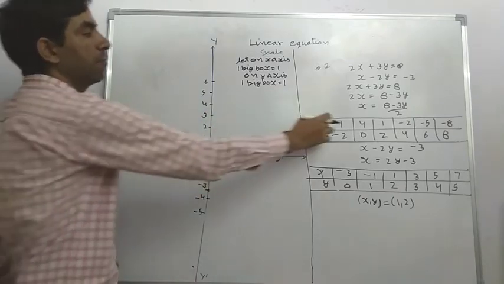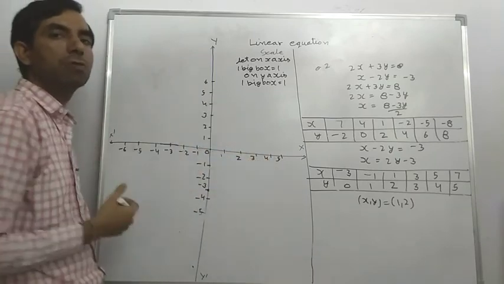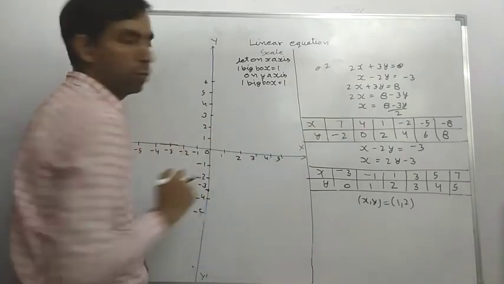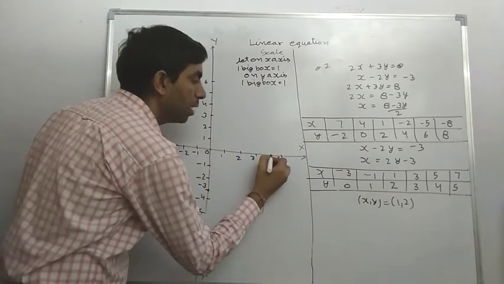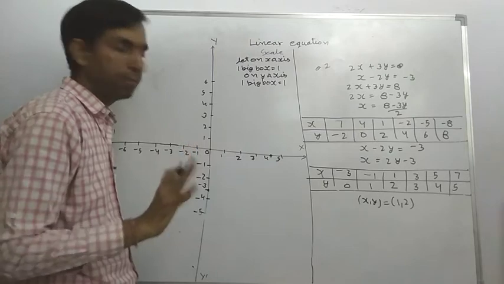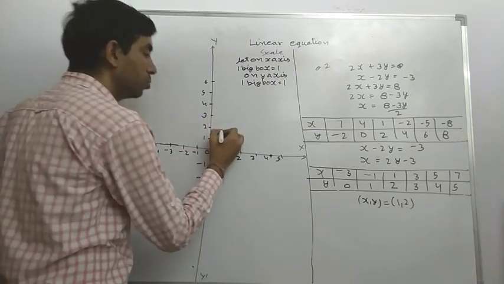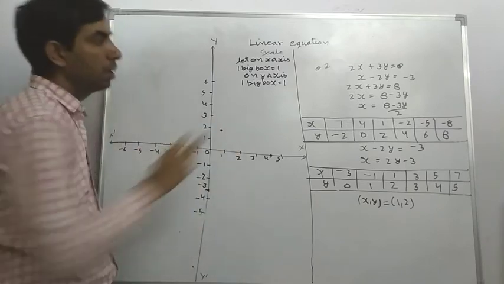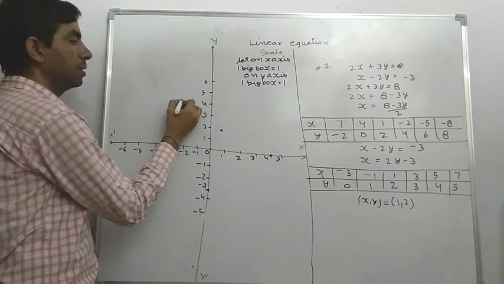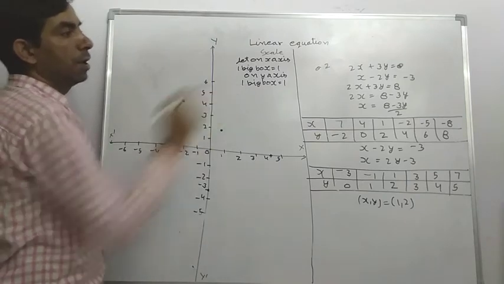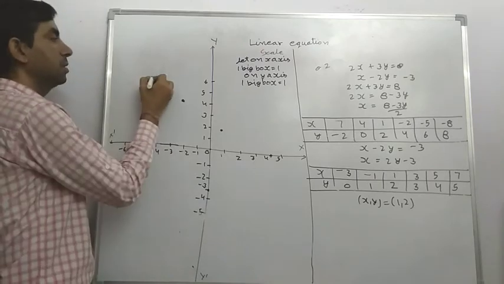For representing a graph, first take the x value of 7. We do not represent it because it is outside of the graph. Second value 4, we can mark it. 4, 0 means the x value is 4 and y is nothing. Second, 1, 2. The x value is 1, the y value is 2. It is here. Third, the x value is minus 2, the y value is 4. It is here. Next, minus 5 and 6 is here.